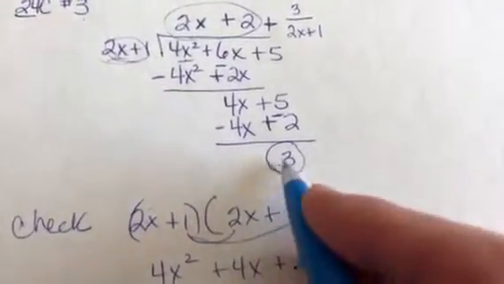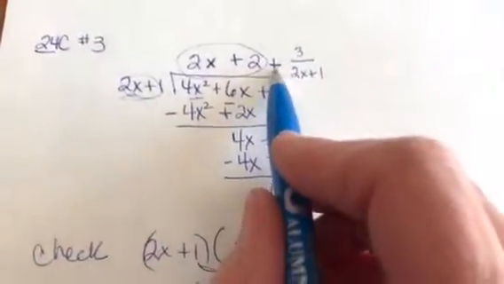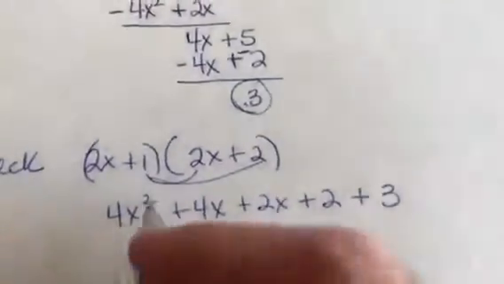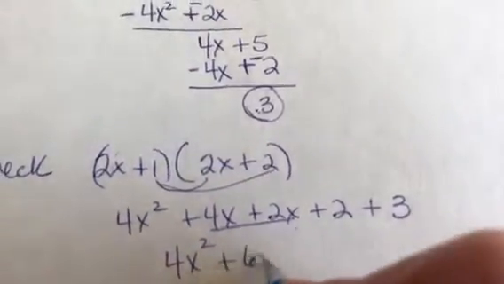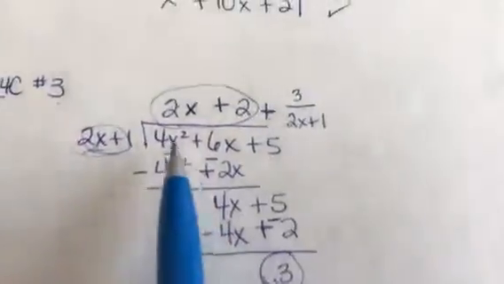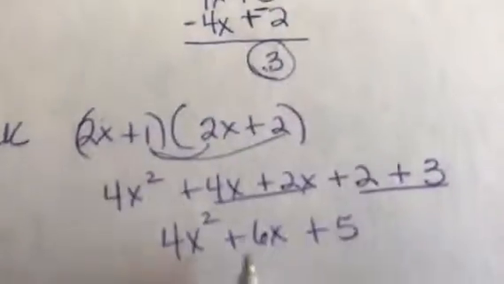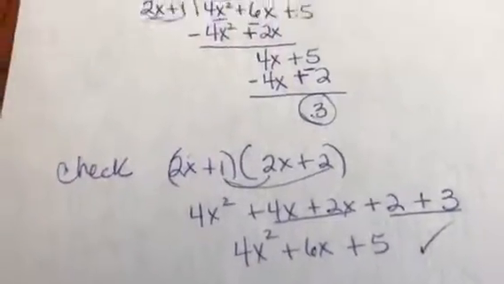But don't forget, I had a remainder of 3. So I'm going to add my remainder on. That's why we always add our remainder on. So that's going to give me 4x squared. That's going to give me a 6x. And that gives me 5. Now let's go back and let's see. Is that what I started with? Yes, it is. Exactly what I started with. So I'm like, ching, I'm awesome. All right. See if that helps.